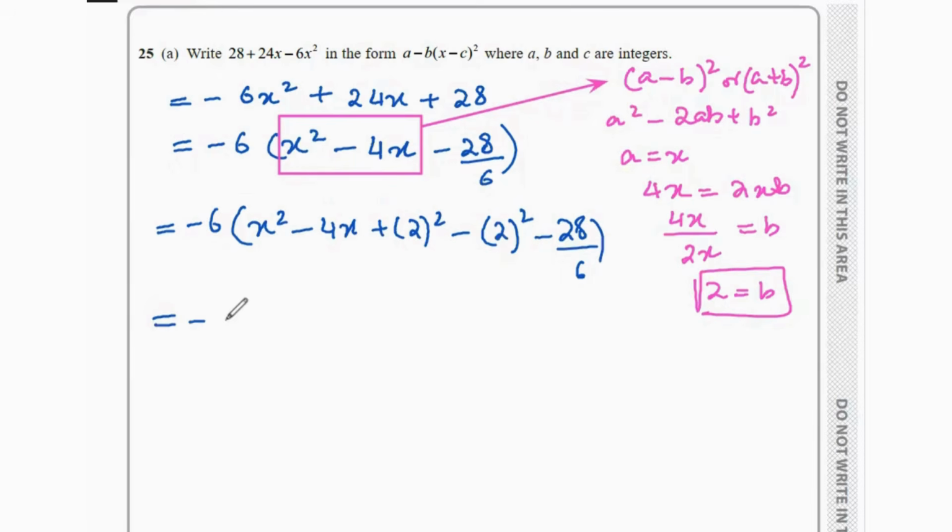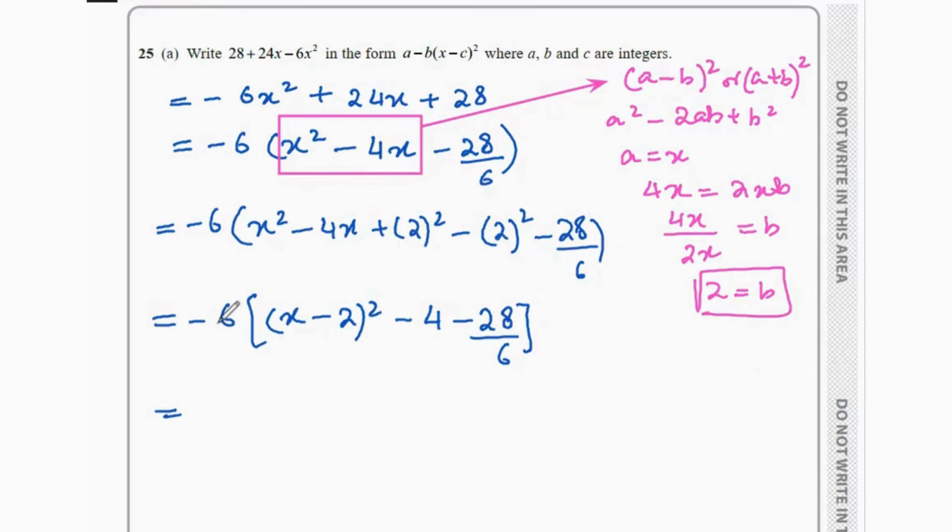So now, when we complete the square, it's going to be x minus 2 whole squared. This is the completed square. And this minus 2 squared comes outside as minus 4. And minus 28 over 6 comes out as it is.